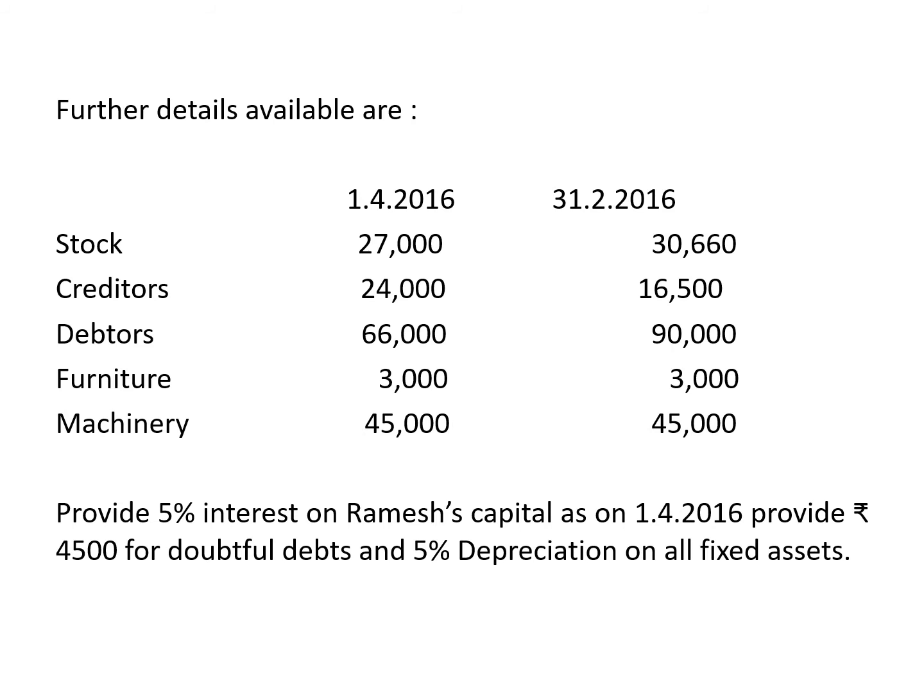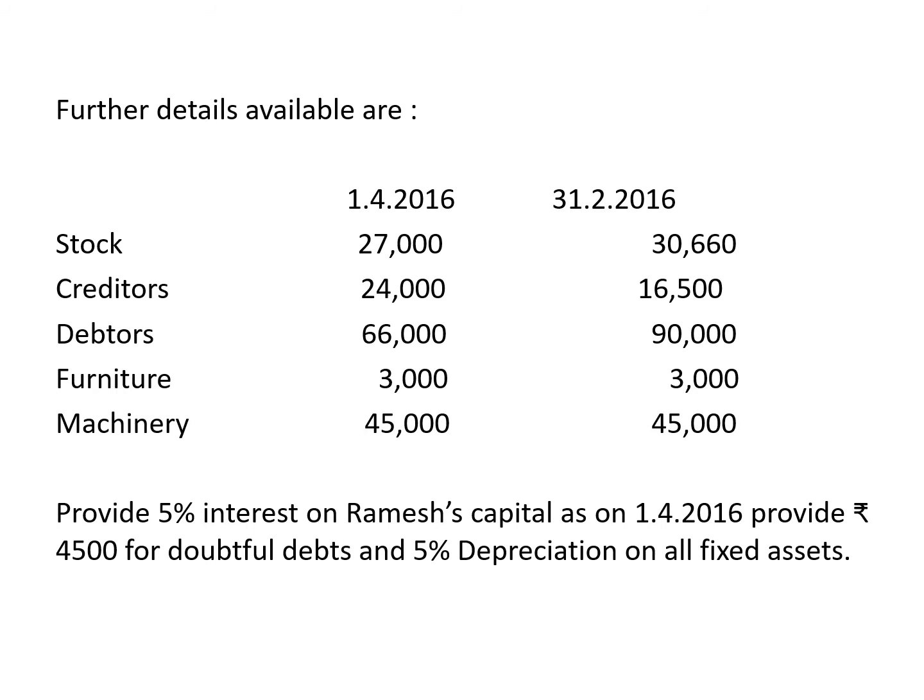Next item is creditors. Creditors opening balance is 24,000 and closing balance is 16,500. So both opening and closing balance will go to creditors account. Opening creditors go to two places: the creditors account and the opening statement of affairs. Closing creditors 16,500 will go to the creditors account and the balance sheet.